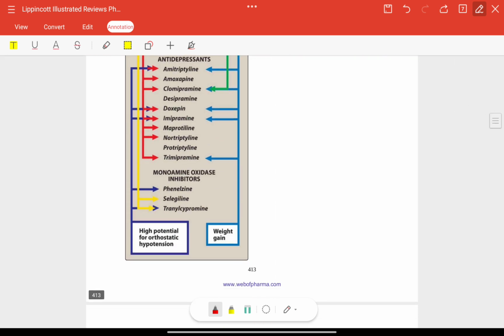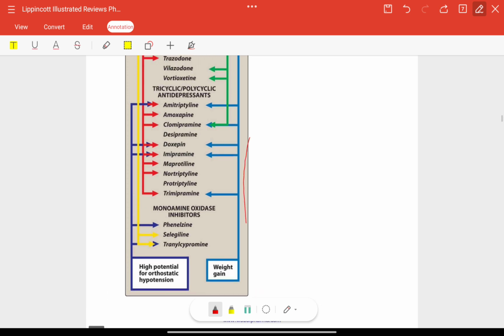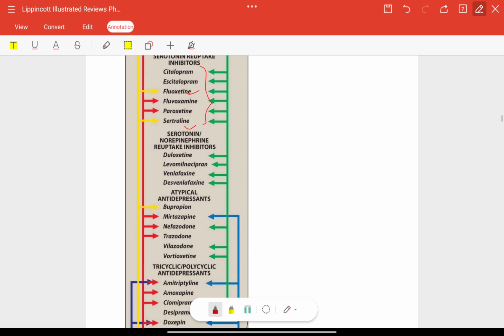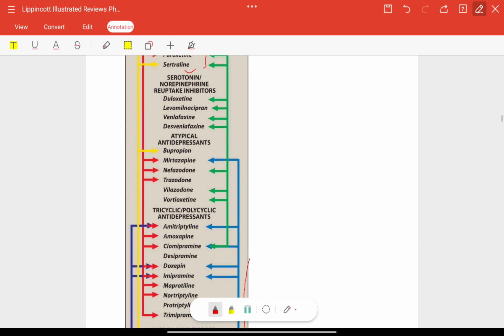Now, here are some adverse effects related. First, selective serotonin reuptake inhibitors, SSRIs: citalopram, escitalopram, fluoxetine, fluvoxamine, paroxetine, sertraline. These all have GI distress. Fluoxetine also shows insomnia, sertraline insomnia, fluvoxamine and paroxetine are sedating. For SNRIs, none of them is sedating, none of them produces insomnia, but they all cause GI distress.